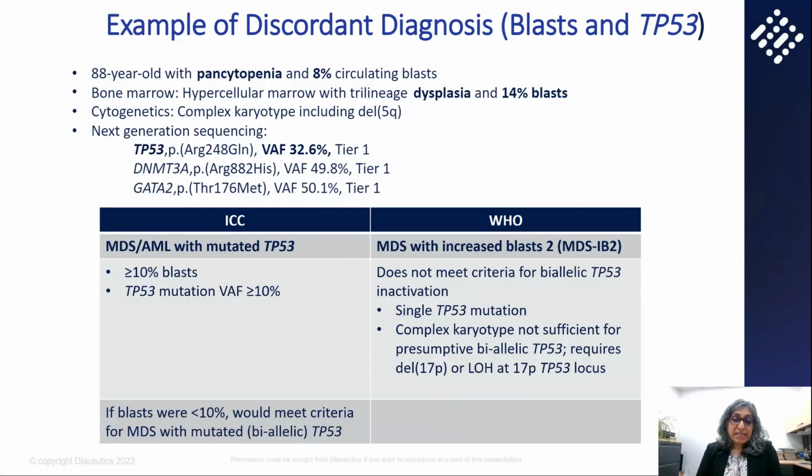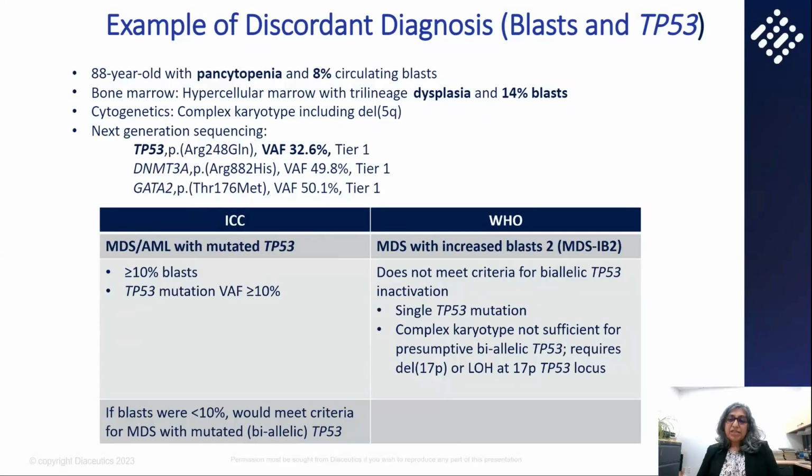If you look at the ICC classification, the presence of more than 10% blasts would qualify this case for MDS/AML. In cases of MDS/AML, even if you have a single TP53 mutation, that's enough to make a diagnosis of MDS/AML with mutated TP53. When you look at the WHO classification, because the blasts are more than 10% in the marrow, more than 5% in peripheral blood, by WHO this would be called MDS with increased blasts 2.